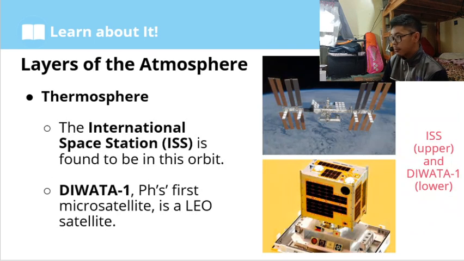Alright, so sa thermosphere po, here, International Space Station or ISS is found here. Tama ako, kasi hindi ko pa na-scan lahat ito. Pero, as I've mentioned, meron po tayong microsatellite na pinadala natin doon din sa thermosphere, which is actually the Diwata 1. The PH first microsatellite is a low Earth orbit satellite.